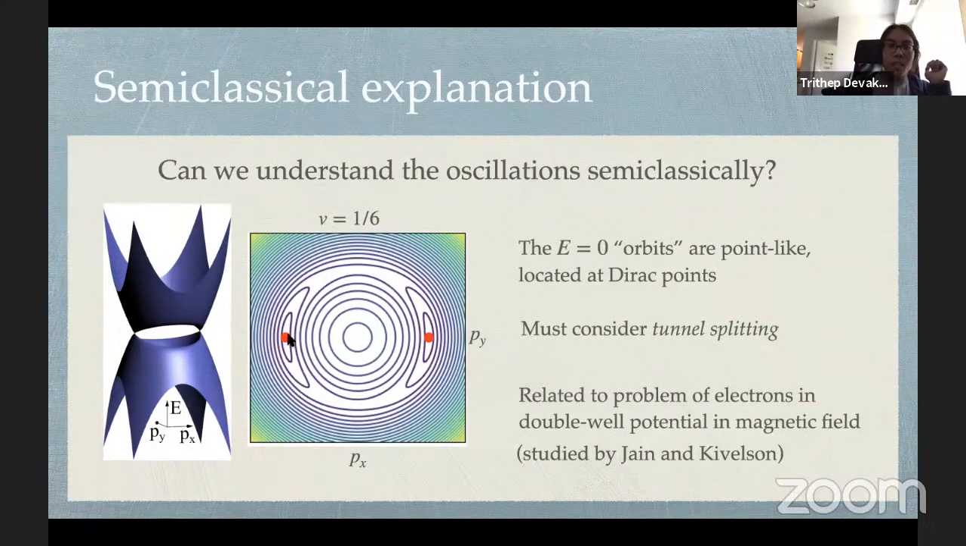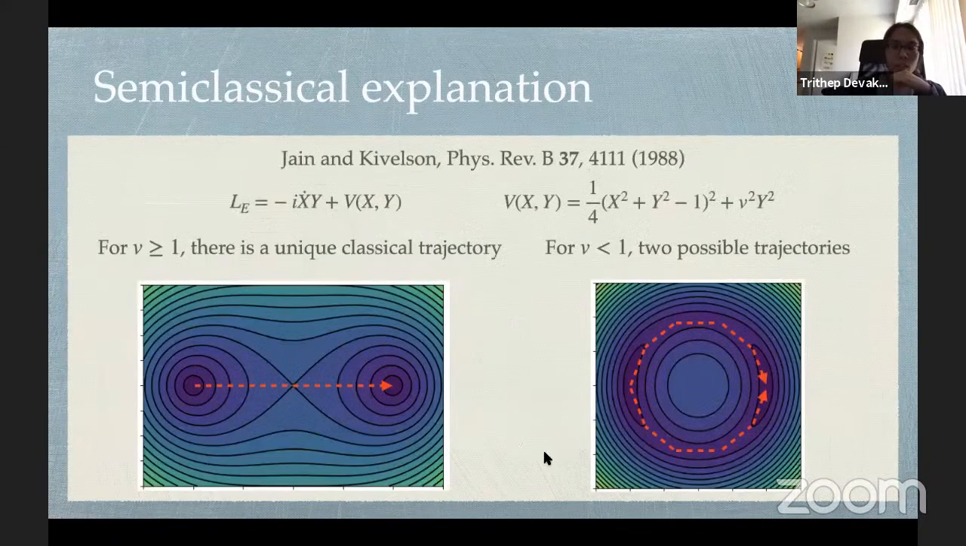They're orbits in quotes because they're just located at a single point, at the 2 Dirac points. So to get the energy splitting from the semi-classical picture, we need to consider the tunnel splitting between these 2 states. And this is actually related to a problem of electrons in a double well potential in a magnetic field, which was studied a while back by Jane and Kivelson. Let me just review that.